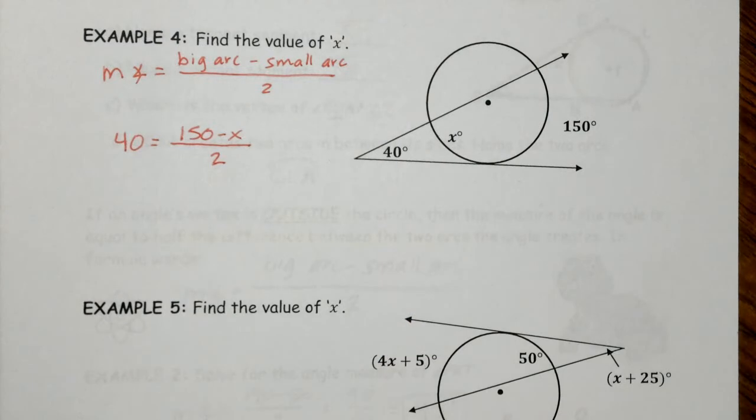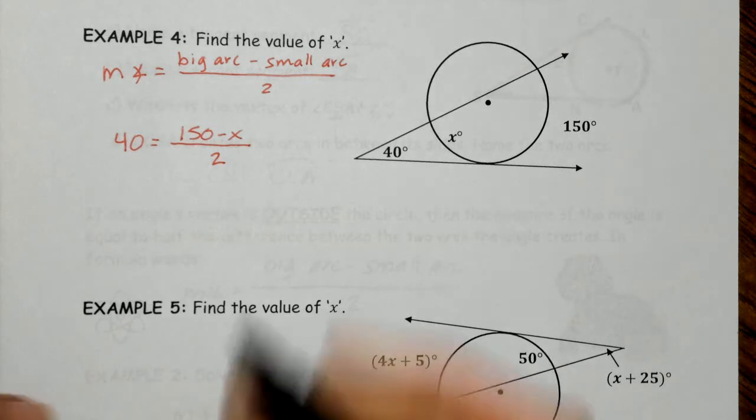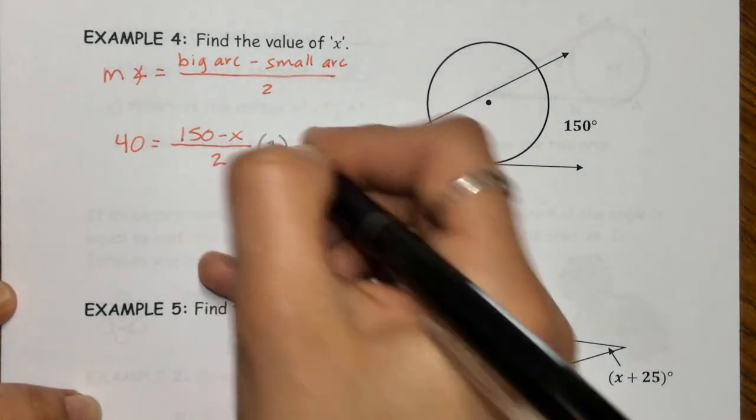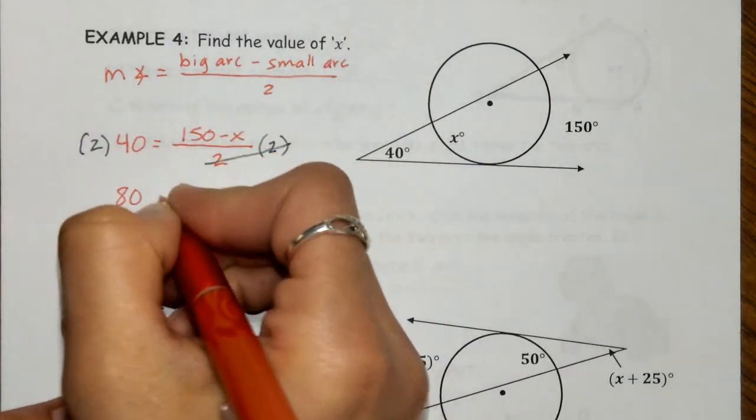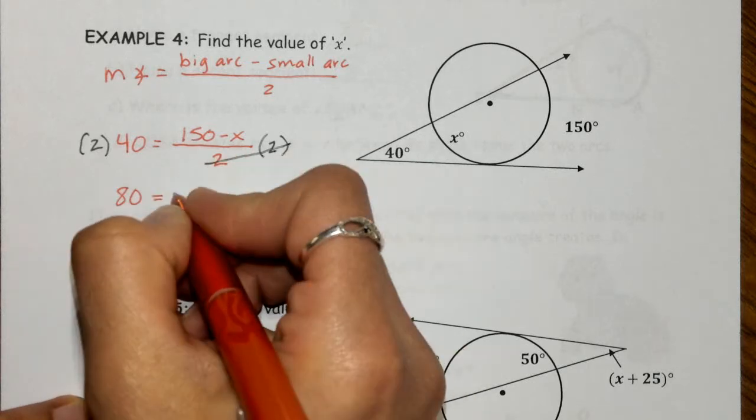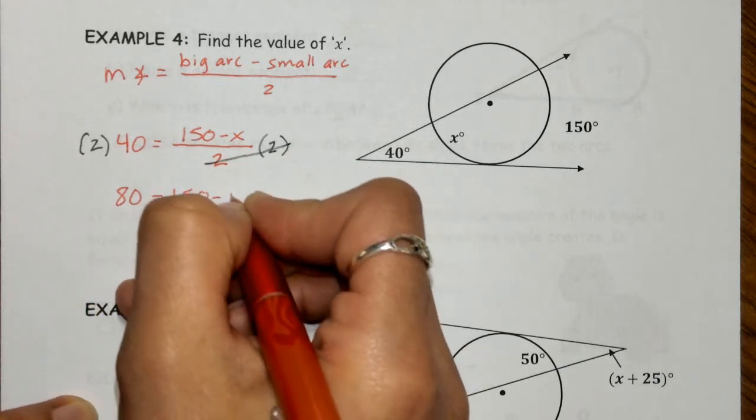Now, we talked about this: there's a 2 in the denominator. All we need to do here is get rid of that 2 first, exactly like we've done before. Multiply both sides by 2, so they cancel out. 40 times 2 is going to give you an 80. And now all we have left on the right is 150 minus x.